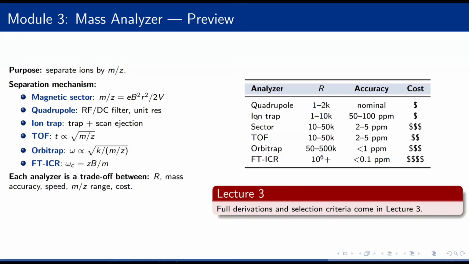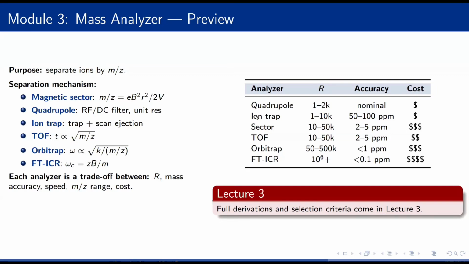The orbitrap is an elegant recent invention where ions orbit a central electrode at a frequency that depends on the mass-to-charge ratio. An FTICR uses ion cyclotron motion in a strong magnetic field. The frequency again depending on the mass-to-charge ratio. Each of these has a different sweet spot in the trade-off space.